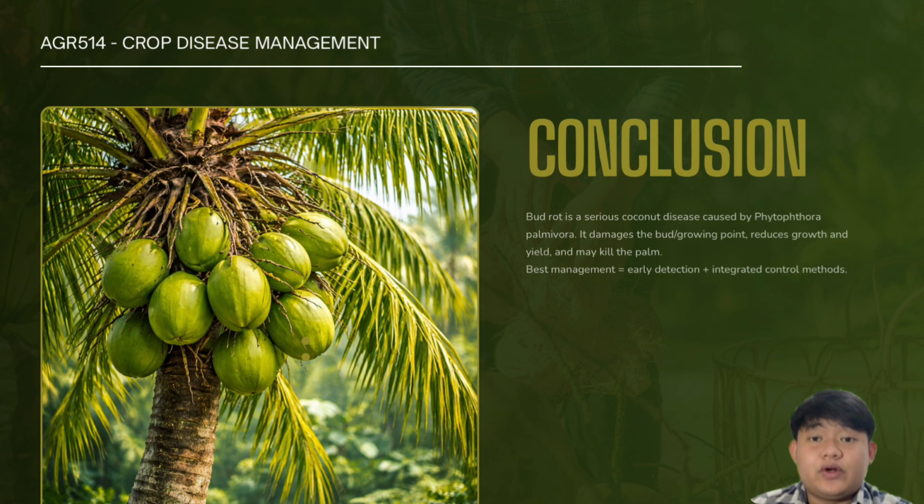To conclude, bud rot disease in coconut is caused by Phytophthora palmivora. It mainly attacks the crown and growing point, causes leaf wilting and crown rotting, reduces photosynthesis and yield, and can eventually kill the coconut palm. So, the best way to manage this disease is early detection, good sanitation, proper drainage, and suitable fungicide application.